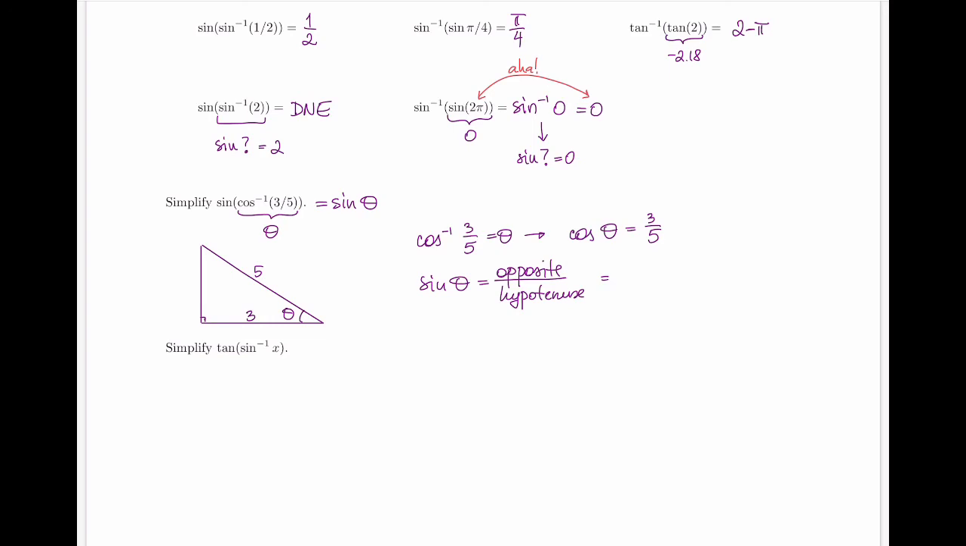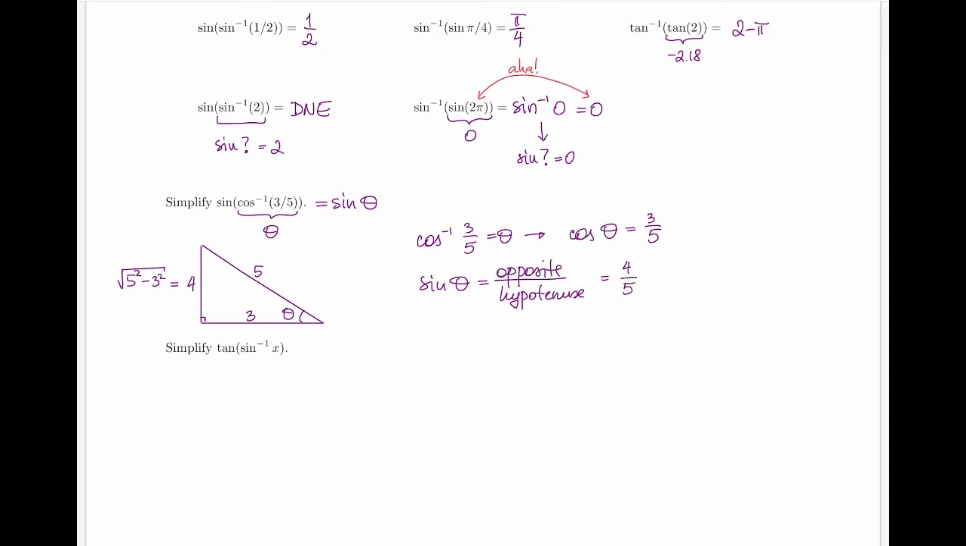I don't have the length for the opposite here, but I'm in a right angle triangle, so I can simply apply Pythagoras' Theorem or recognize that this is a very familiar 3, 4, 5 triangle. So the length of this side has to be 4, which again you can calculate as 5 squared minus 3 squared. Okay, so my opposite is now of length 4, and my hypotenuse is of length 5.